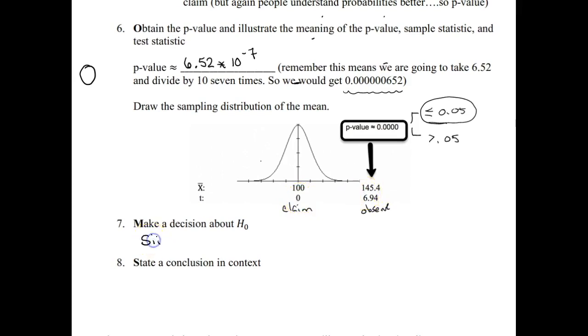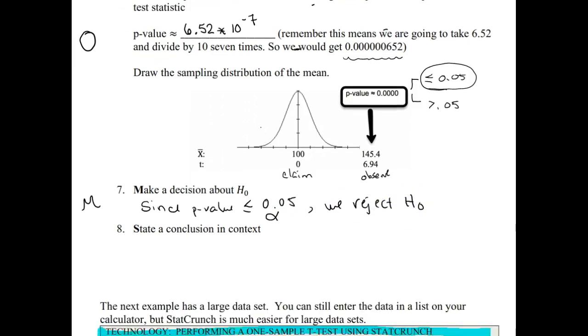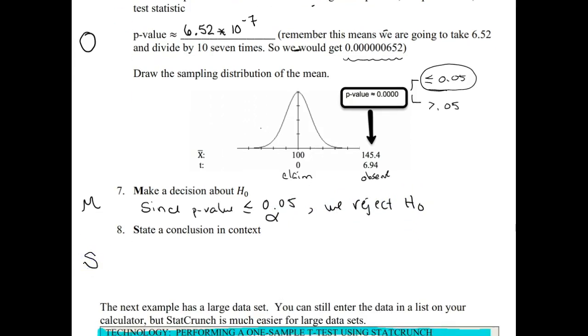So in step 7, M for make a decision, we're going to say since this p-value is less than or equal to our alpha value of 0.05, we are going to reject the null hypothesis H sub 0. So our last step here, S, is to state the conclusion in context. And so again, if we reject H0, that means there is significant evidence to conclude HA.